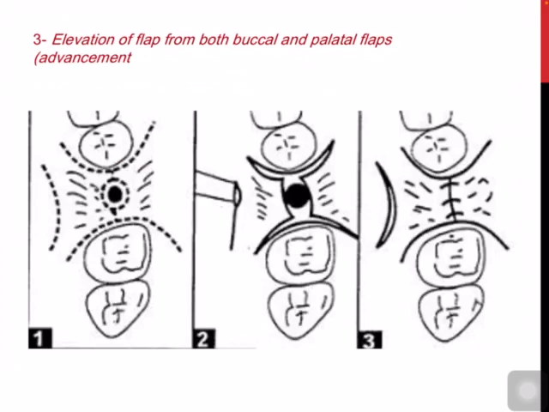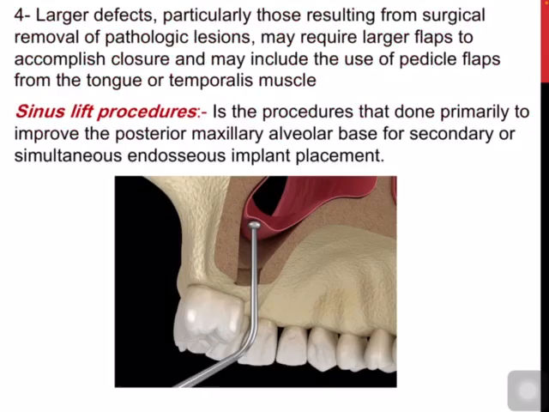Elevation of a flap from the buccal and the palatal flaps. Large defects, particularly those resulting from surgical removal of pathological lesions, may require a large flap to accomplish closure and may include the use of pedicle flaps from the tongue or temporalis muscle. Sinus lift procedure. This is a procedure done primarily to improve the posterior maxillary alveolar base for secondary endosseous implant placement, as we can see here in the photo.